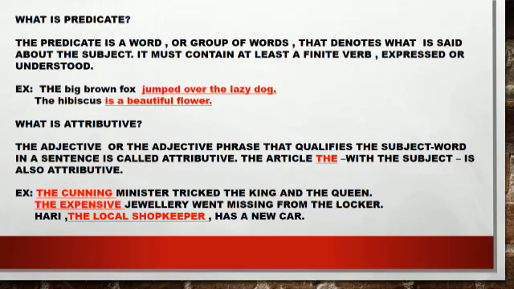Hari, the local shopkeeper. We are talking about Hari when we are giving some extra information about the subject. Hari is the subject and we are giving some extra information about the subject. So the local shopkeeper, here it is the example of attributive. Okay, I guess this much is clear.